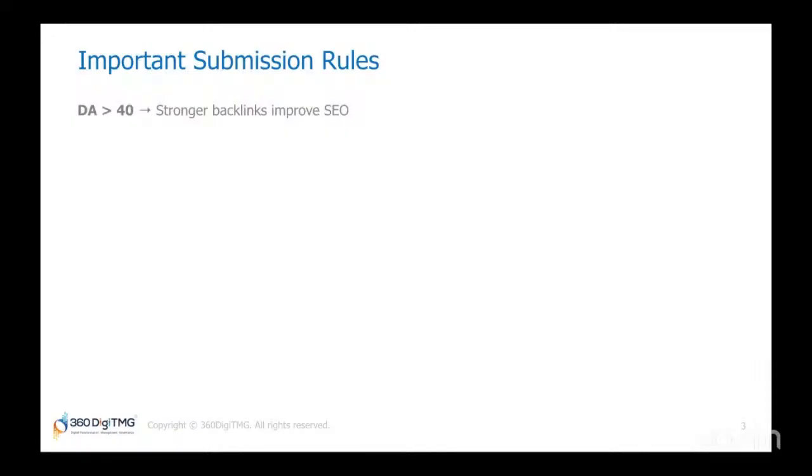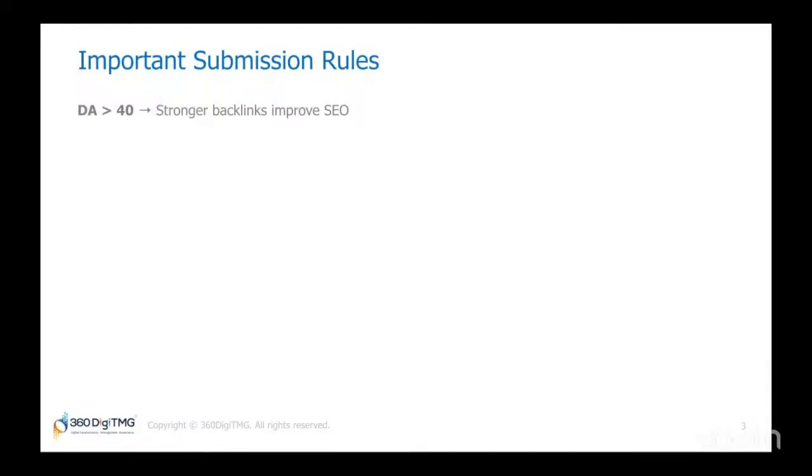What do we mean by DA? DA is nothing but domain authority. It's a parameter of Moz. How can we check the DA of any website? Just go to Google and type DA checker. You will find one website link. That's a free tool, and with the help of the free tool, we can identify the domain authority of any website.